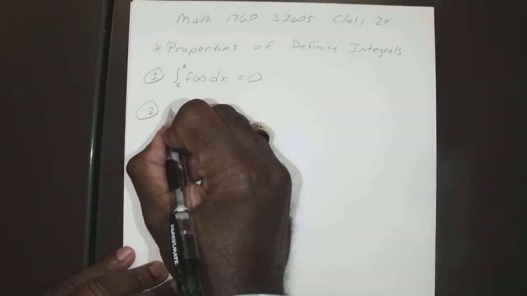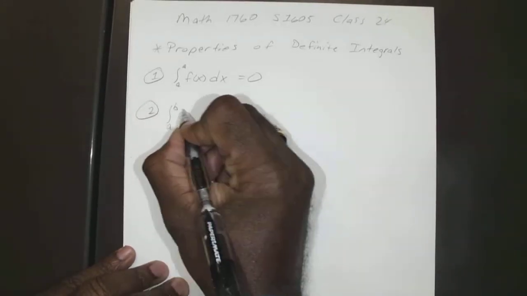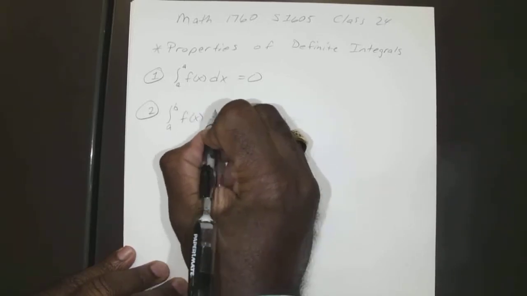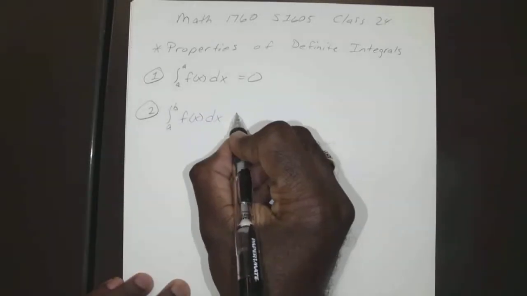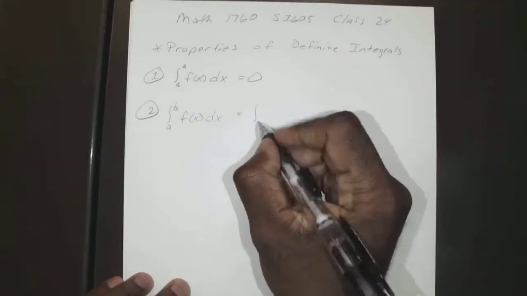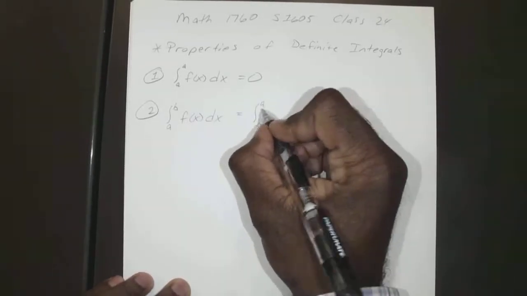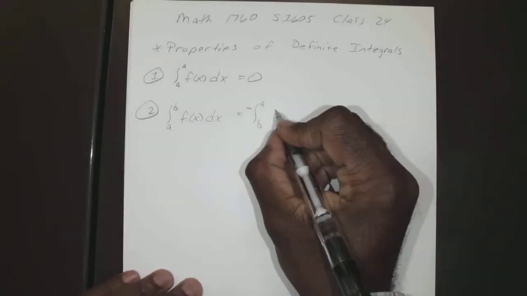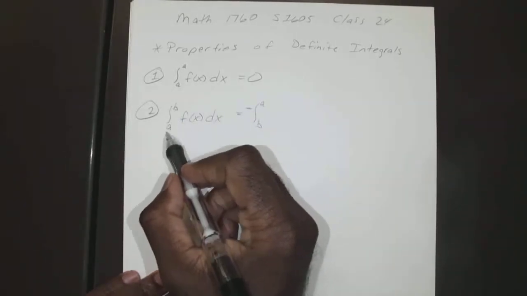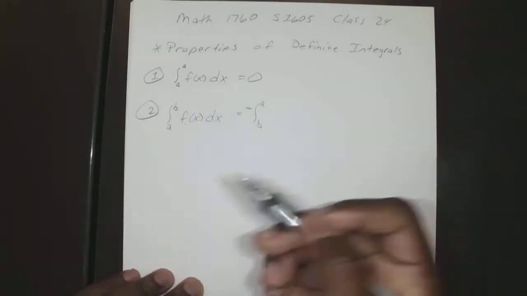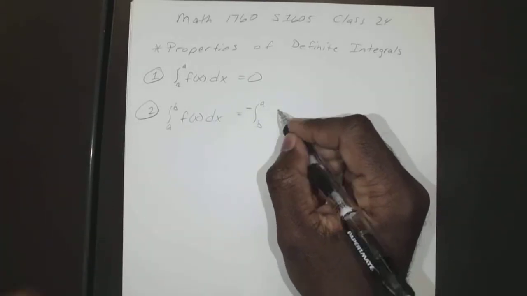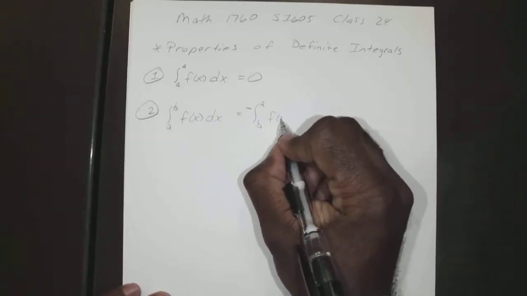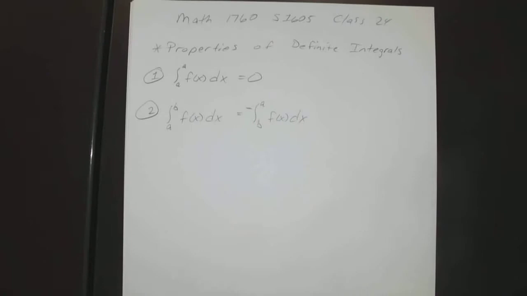Number 2, the integral from a to b of f of x with respect to x is equal to the integral from b to a, but just the negative of it. So whenever you flip your, I guess you can call them interval terms, just make it negative, same thing.